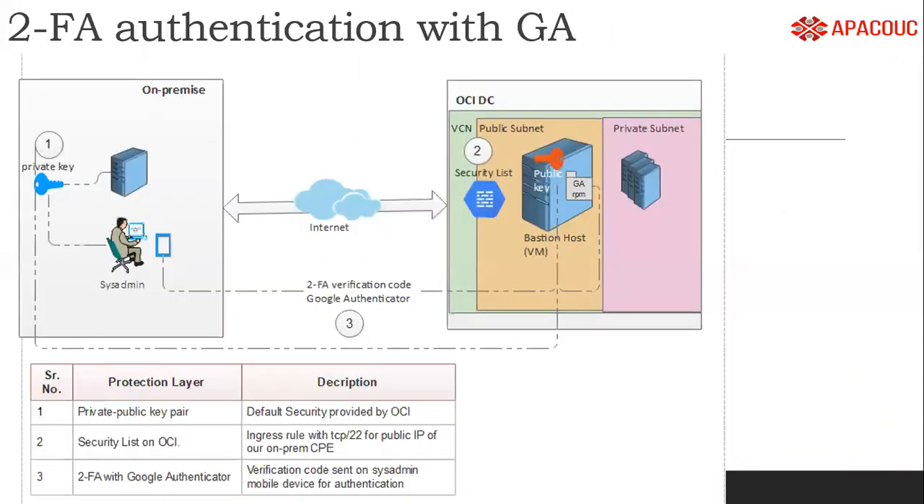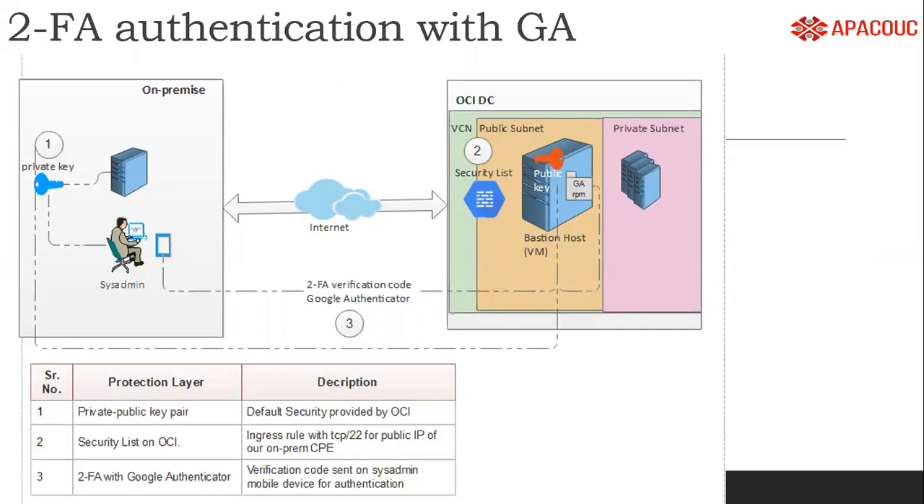Now let's understand what multi-factor authentication on a Bastion server is, and we'll be considering Google Authenticator in our scenario. As you can see, when we enable two-factor authentication with Google Authenticator, it will add another security layer, and we'll be discussing the installation steps of Google Authenticator further.